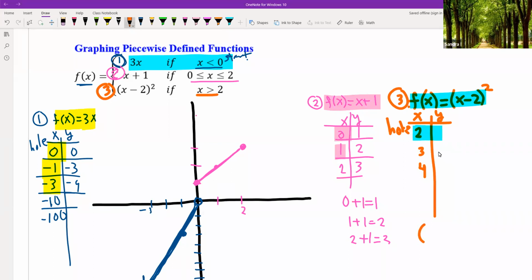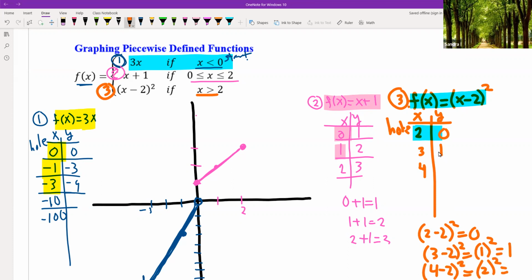It's going to be (2 minus 2) squared, that's equal to 0. Plug in the 3. (3 minus 2) squared, well, that will give me 1 squared, that will give me a 1. Plug in the 4. (4 minus 2) squared. Well, 4 minus 2 is 2, squared, that gives me a 4. Okay, I think that's it. I think I'm ready to plot those.